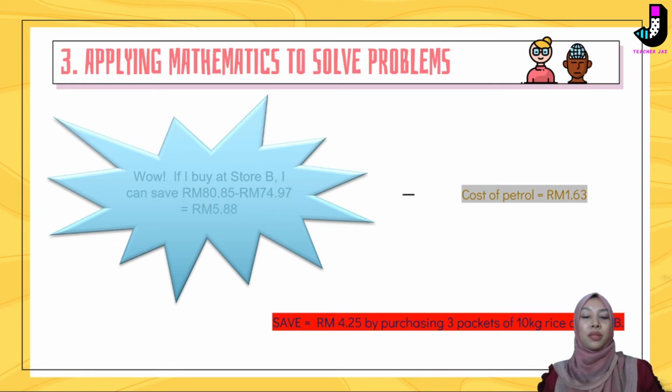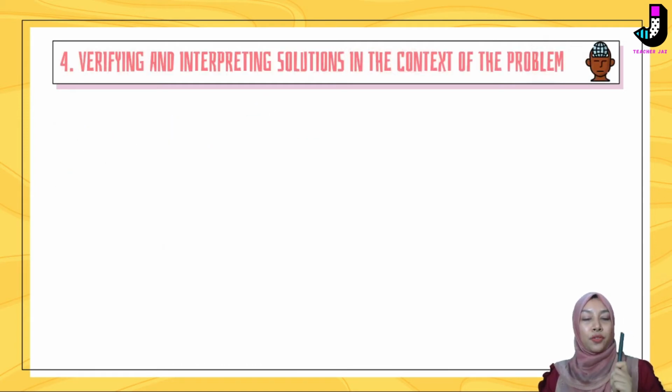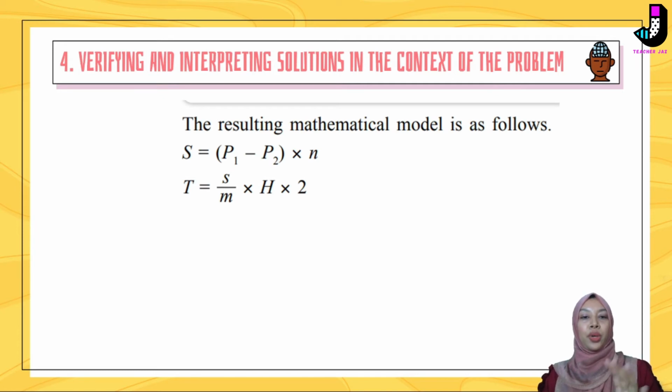Okay, boleh jimat sebanyak RM4.25 apabila kamu membeli 3 paket 10 kg punya beras dekat store B. Adakah ini untung? Okay, so from this example, then you need to do the next step. That is verifying and interpreting solutions in the context of the problem. Okay, so here you will get this type of mathematical model.